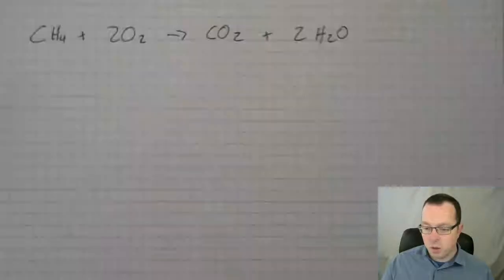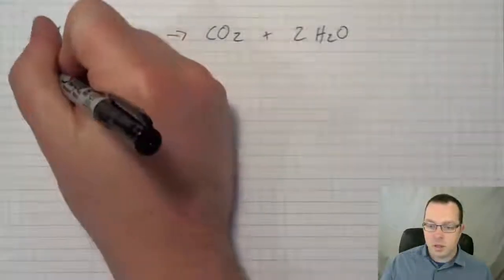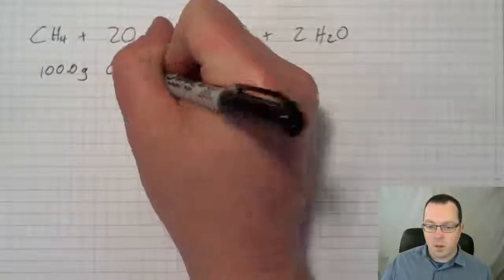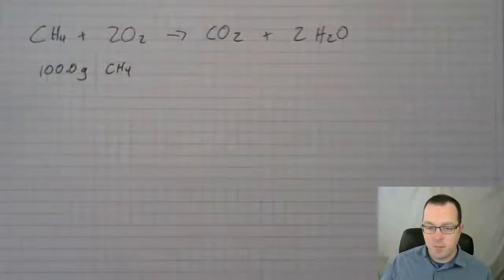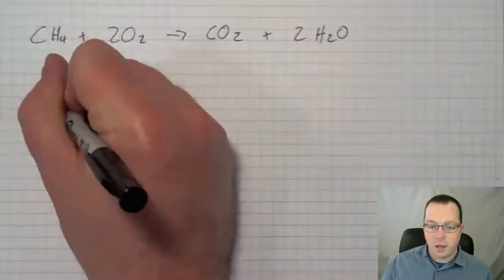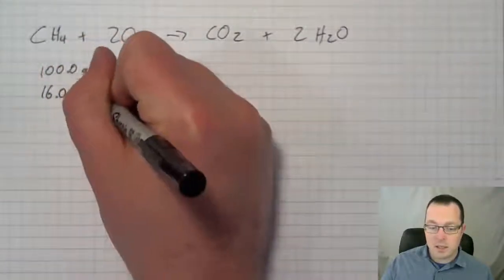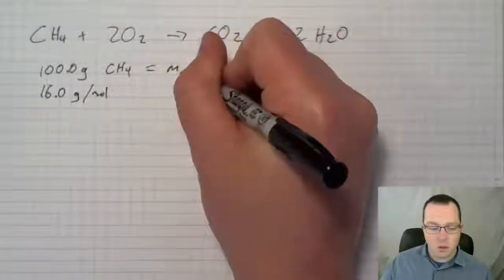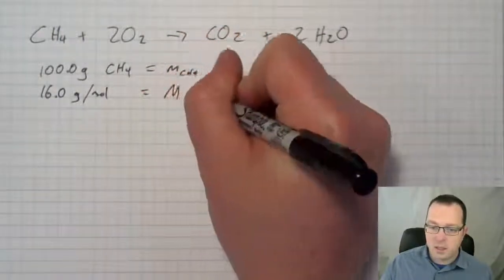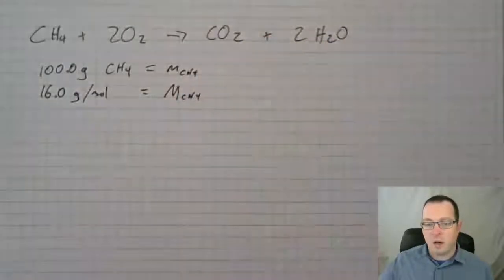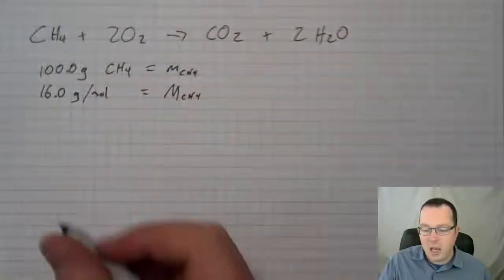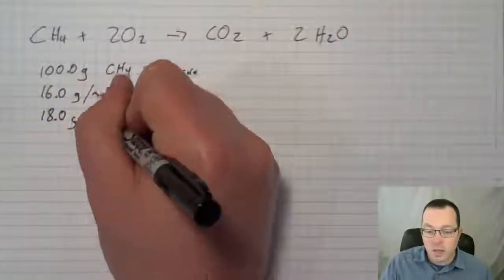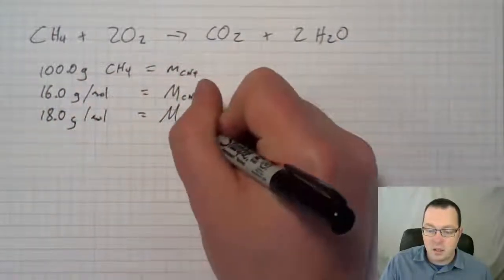Let's switch to my notebook, and I've got the equation already set up, so let's add in what we know. We know that there are 100 grams of methane, CH4, and we know that the molar mass of methane is 16 grams per mole. You should know how to do that from another video, or you've already had practice. Let's label the different things. I use a lowercase m for mass and a capital M for molar mass. We also need the molar mass of water. That's, of course, 18 grams per mole.